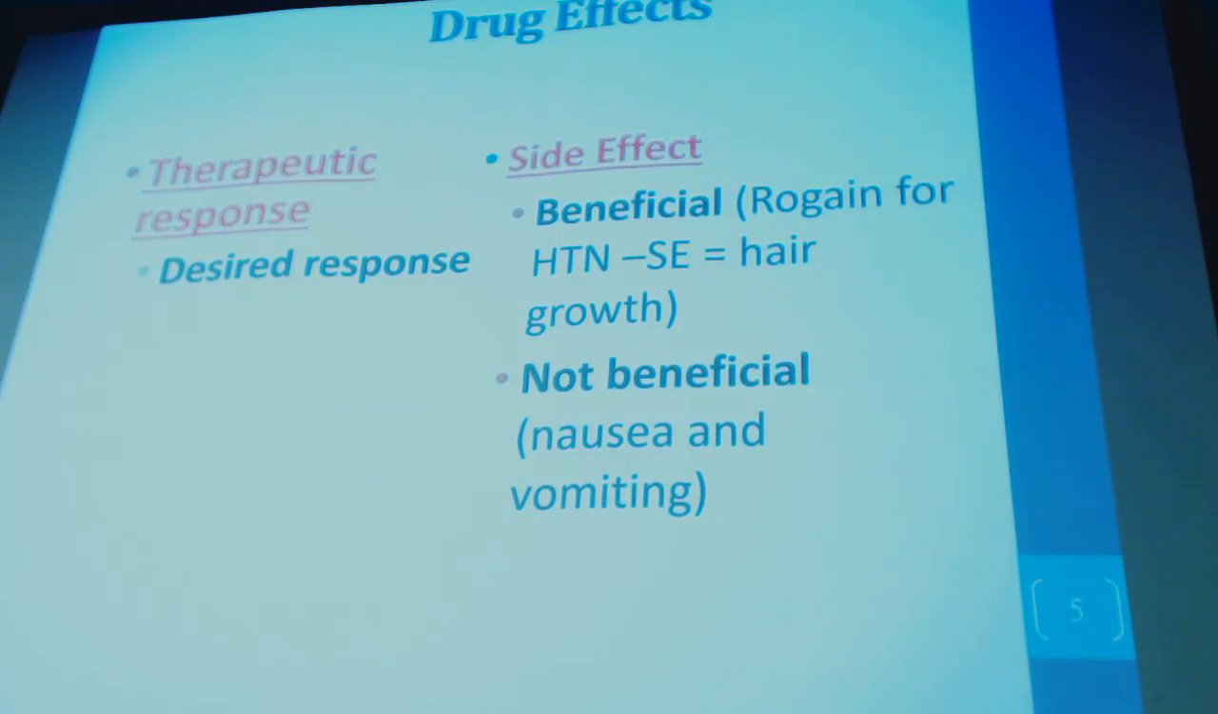So we have two types of effects that a drug can have. The first is therapeutic. It's doing what we want it to do. The second are side effects. And side effects can be helpful or not helpful. Virtually all drugs have a side effect of nausea, vomiting, diarrhea. That doesn't mean 100% of the people who take the drug have nausea, vomiting, and diarrhea, but a good portion do. It's a side effect. It's not life-threatening.